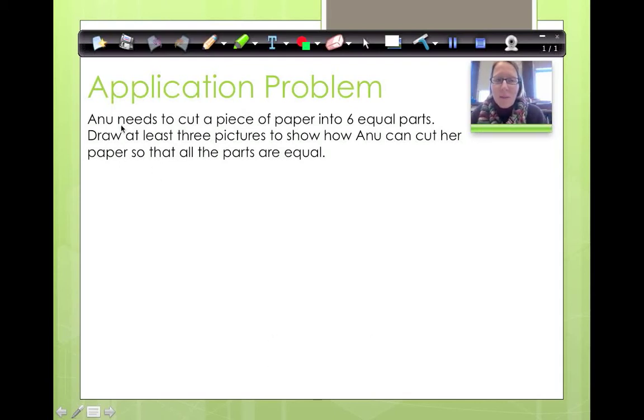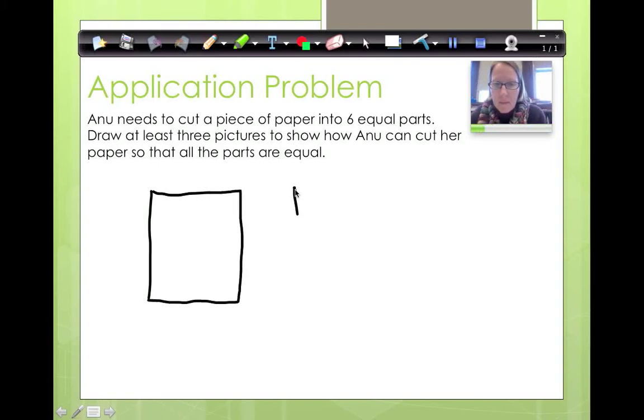So this is Anu. Oh, I had a great friend named Anu in elementary school. Anu needs to cut a piece of paper into 6 equal parts. Draw at least 3 pictures to show how Anu can cut her paper so that all the parts are equal. Okay, so we need at least 3 pictures, right? So I need to draw 3 pieces of paper.